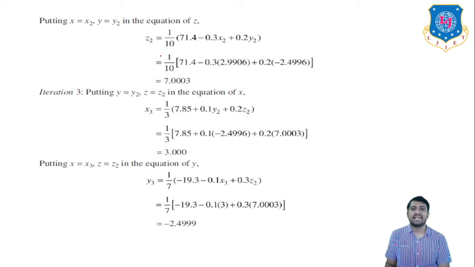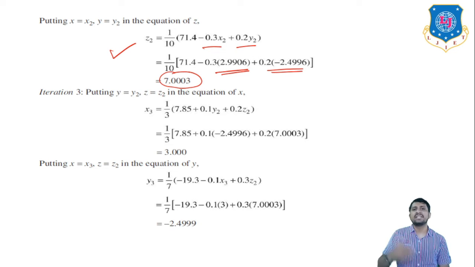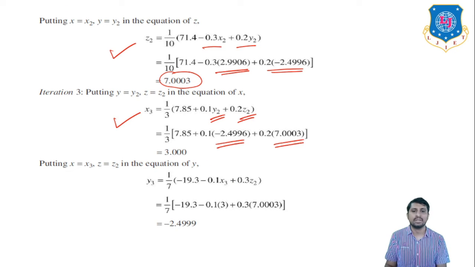So the value of z2 is 71.4 minus 0.3 x2 plus 0.2 y2. That is 71.4 minus 0.3 times 2.9906 plus 0.2 times minus 2.4996. So the final answer you will get is 7.0003. Similarly, you have to continue this process until the successive approximations are almost nearby. Now to find the value of x3 you have to take y2 and z2, which we already found. So you will get x3 as almost 3.00.